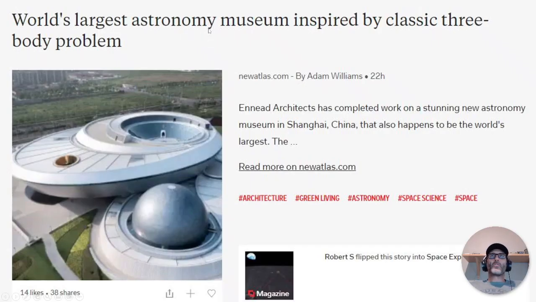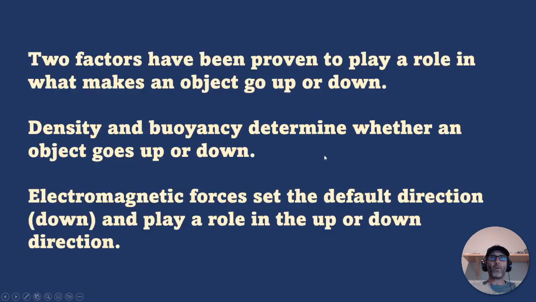"The world's largest astronomy museum is inspired by classic three-body problems." So it's such a notorious problem that the largest astronomy museum in the world was inspired by it, right? So you'd have, I'm guessing these are the three bodies, but it's obviously a real thing.